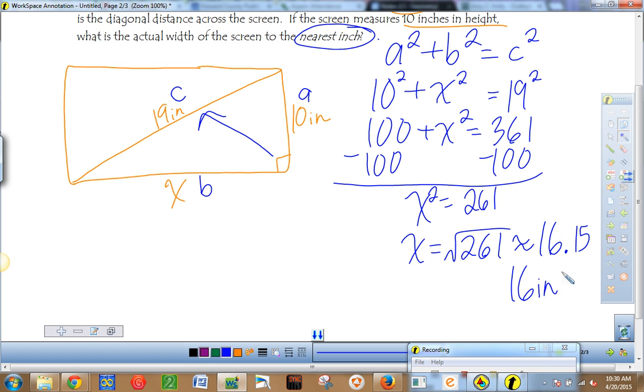Okay. Groovy? Smile and nod. Frown and shake your head. Ready to sentence. The width of the monitor is 16 inches? Yes. Make sure that you pay attention to the rounding. Alright, can we try one more problem, please?